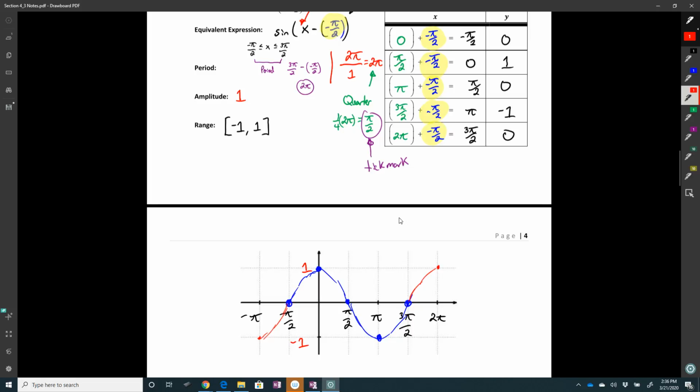Okay. Now what I want you to notice is that this sine... okay, notice that this is exactly the same as cosine. So that just means that cosine is just a shifted sine wave.